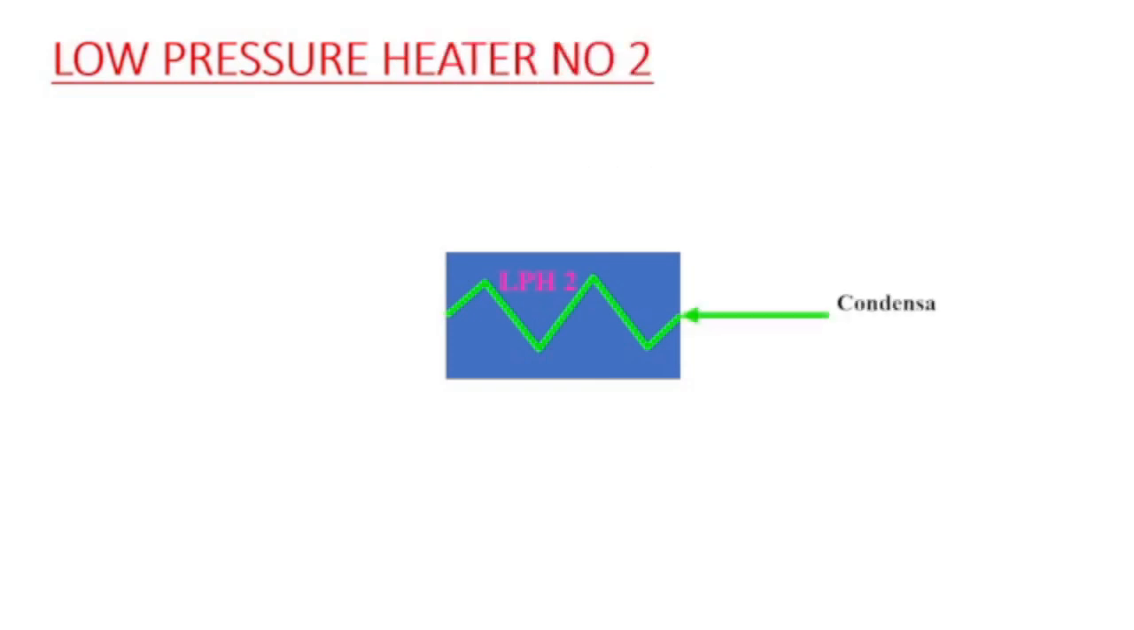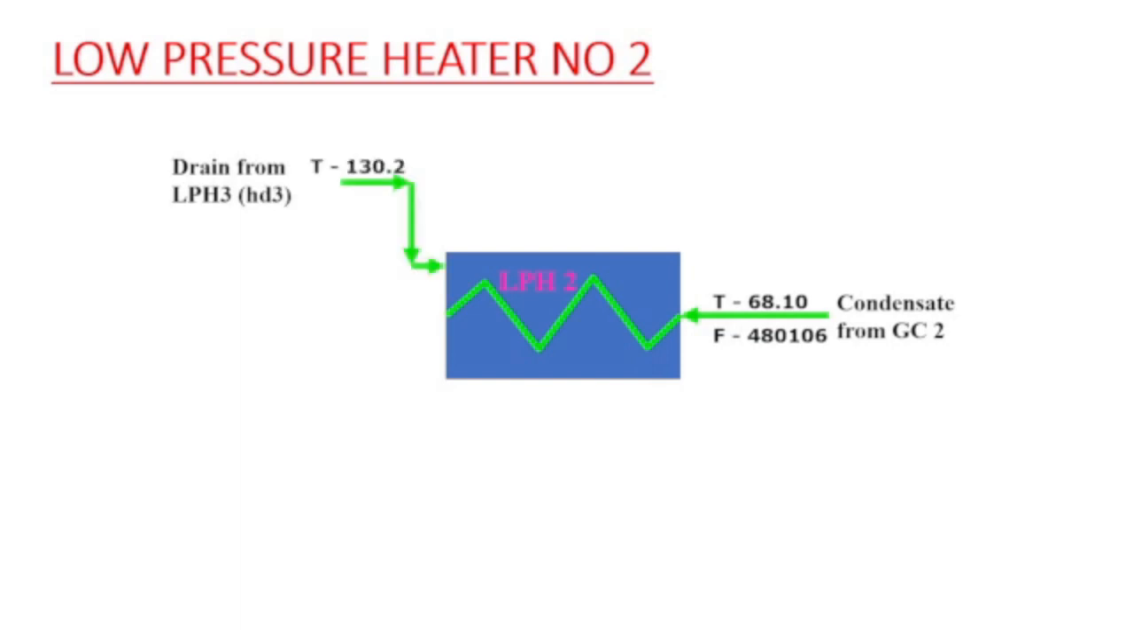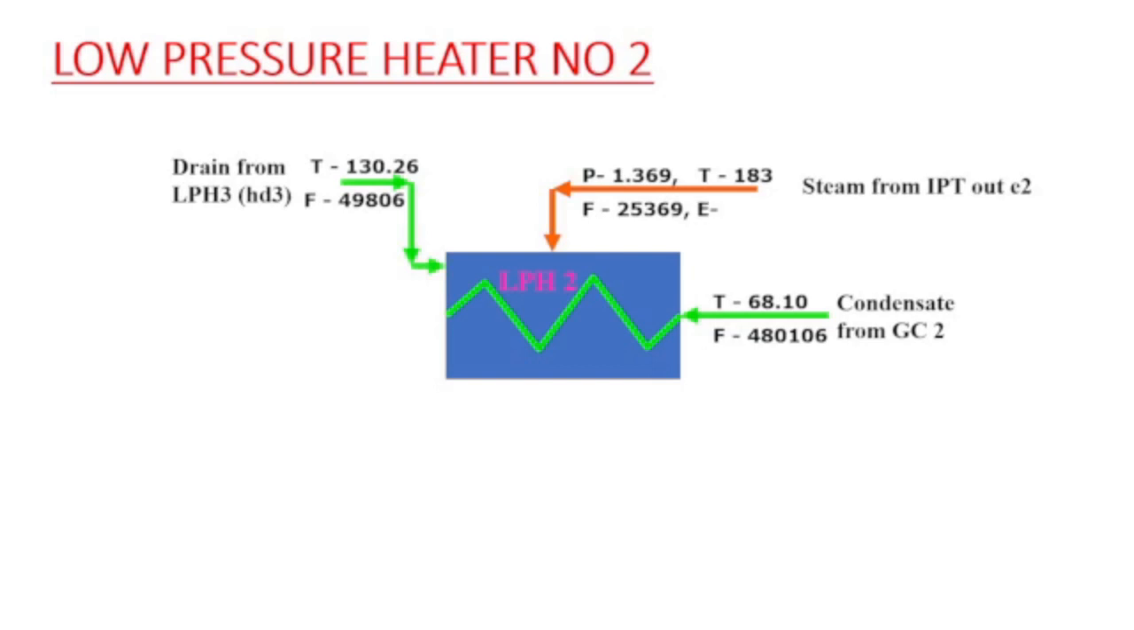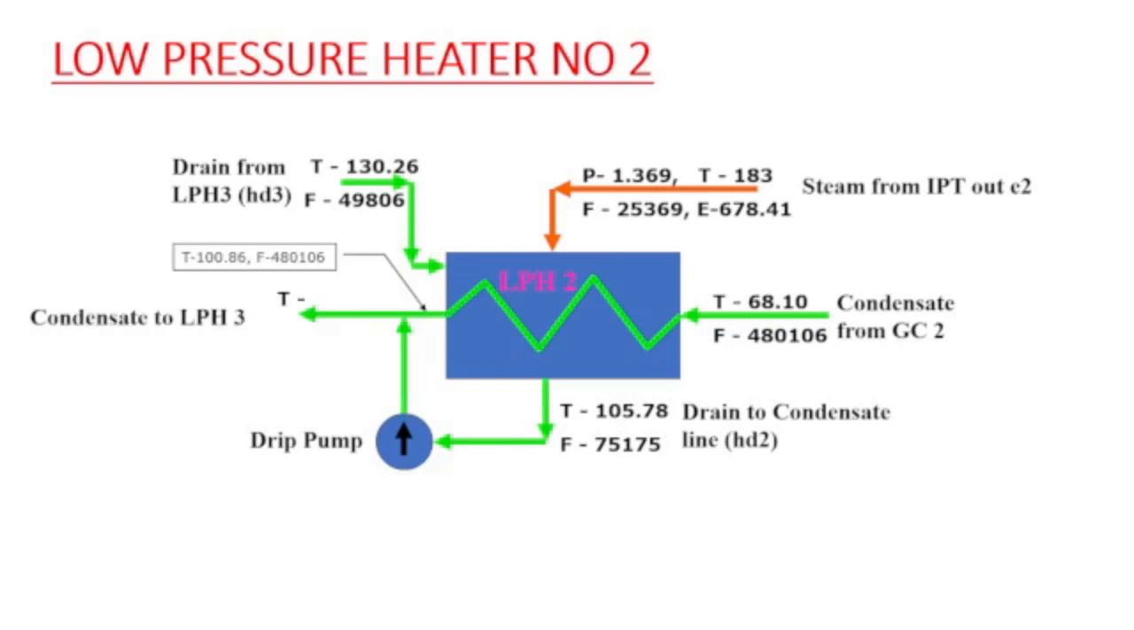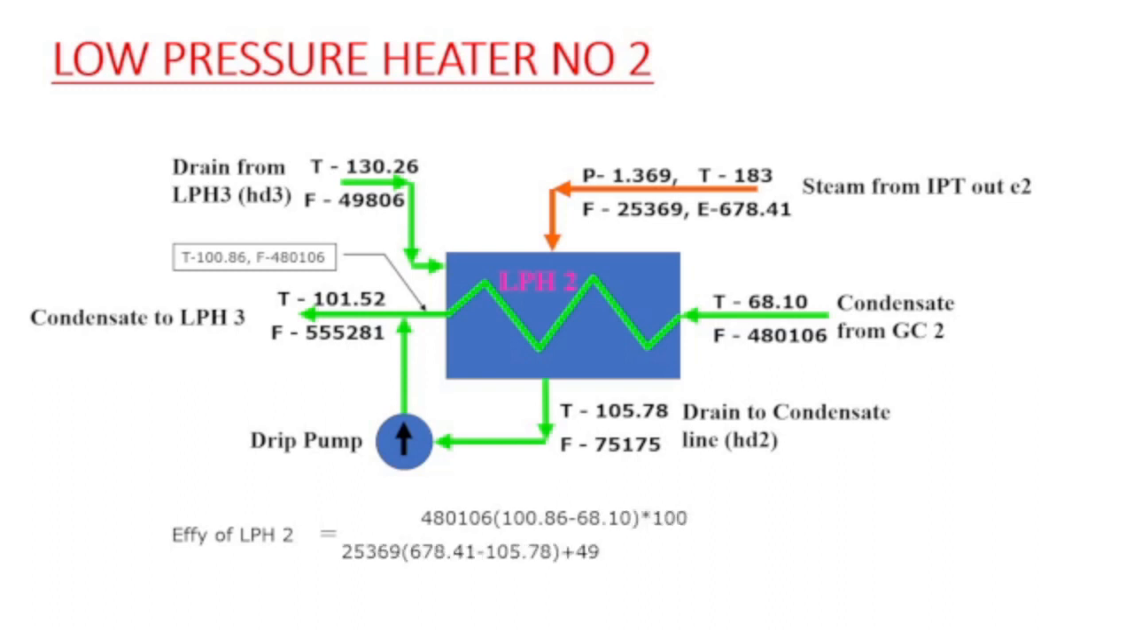Then in the next condensate path is the low pressure heater number 2. The condensate from gland steam condenser number 2 with a temperature of 68.10 degrees centigrade passes through LP heater number 2. So in LP heater number 2, when the condensate passes through it, it gains a temperature of around 100.86 degrees centigrade. Now here the drains from LP heater 3 are added into LP heater 2.